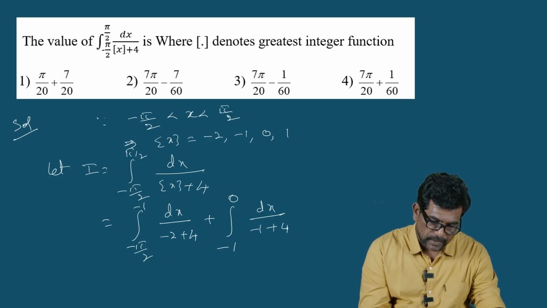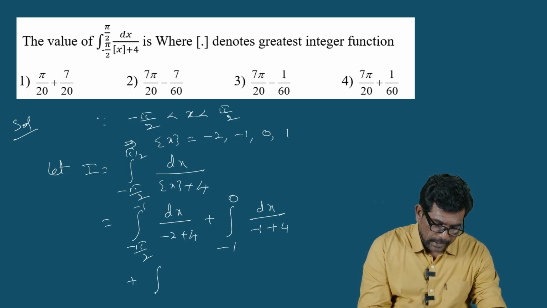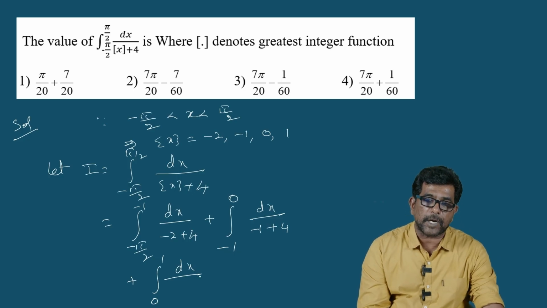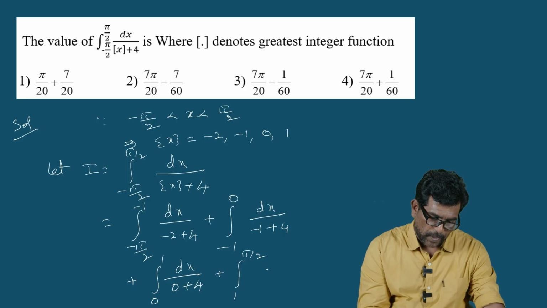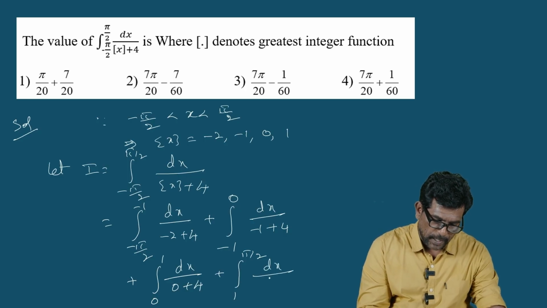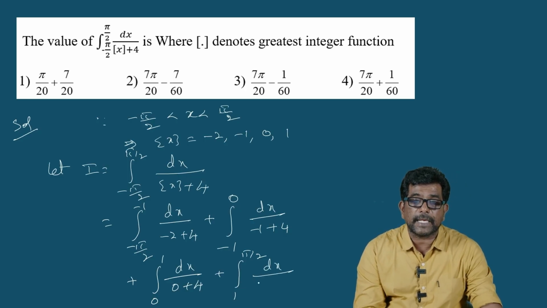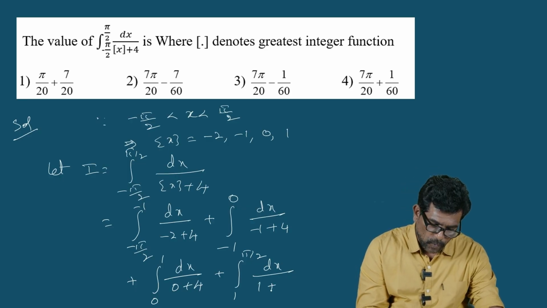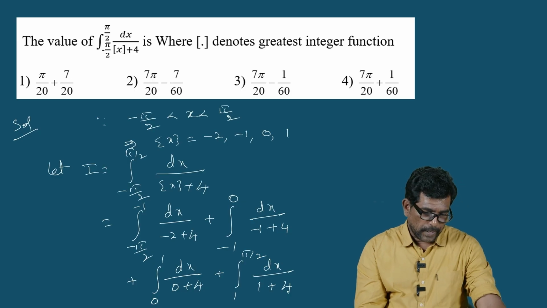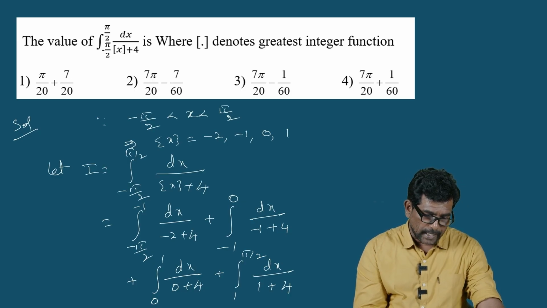Minus 1 plus 4 plus integral 0 to 1 dx upon, in this interval integral part of x becomes 0, plus 4 plus integral 1 to pi by 2 dx upon, in this interval where x varies from 1 to pi by 2, integral part of x becomes 1, plus 4. Now by simplifying this one, directly we are simplifying this one.